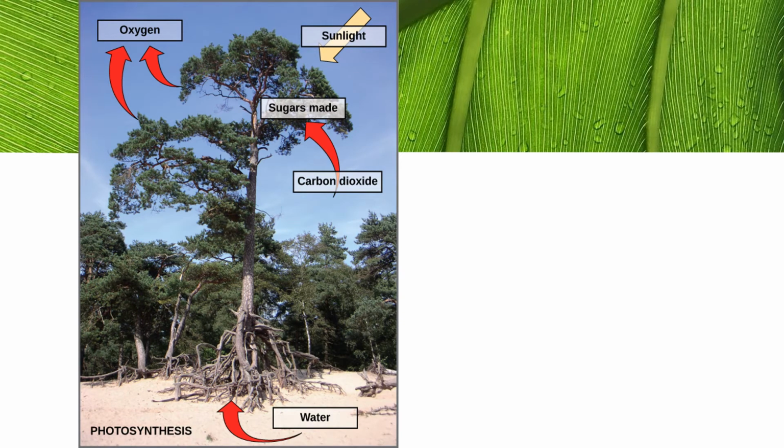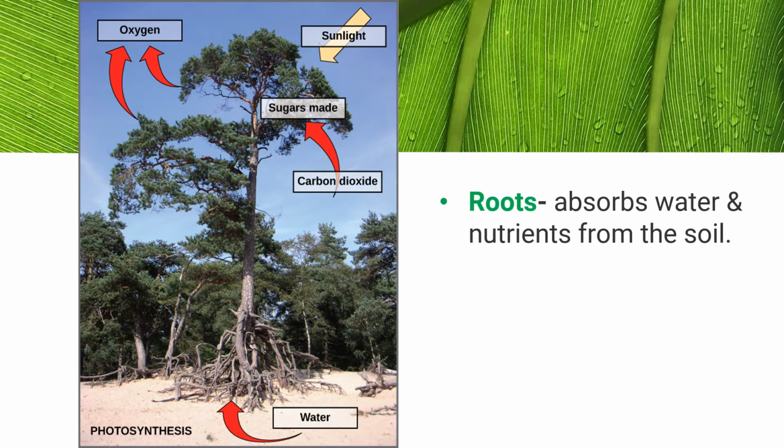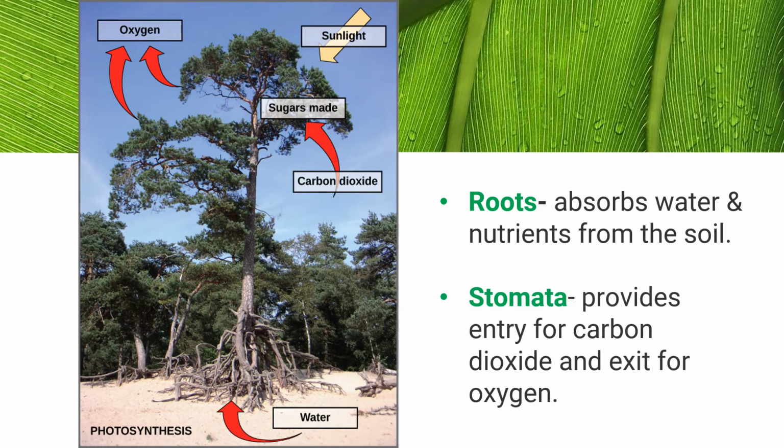As you can see in the illustration, the water and the nutrients enter the plant through the roots, usually coming from the soil. On the other hand, there are the so-called stomata, holes or openings found in the leaf of a plant, which provide the entry for the carbon dioxide and the exit for the oxygen.